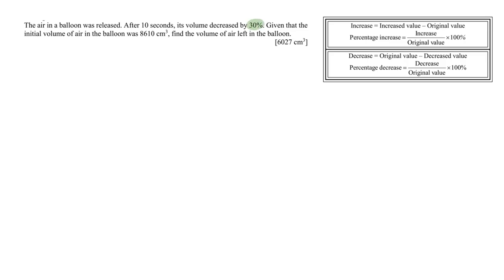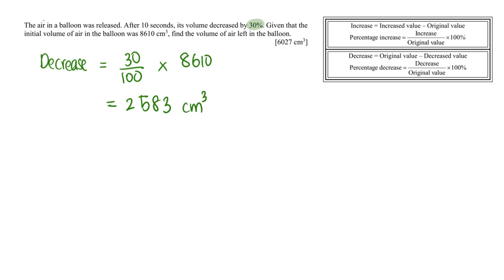So it decreased by 30%. So I'm going to find the decrease first. This is 30% of the original, 8,610. That gives 2,583 cm³ of air.